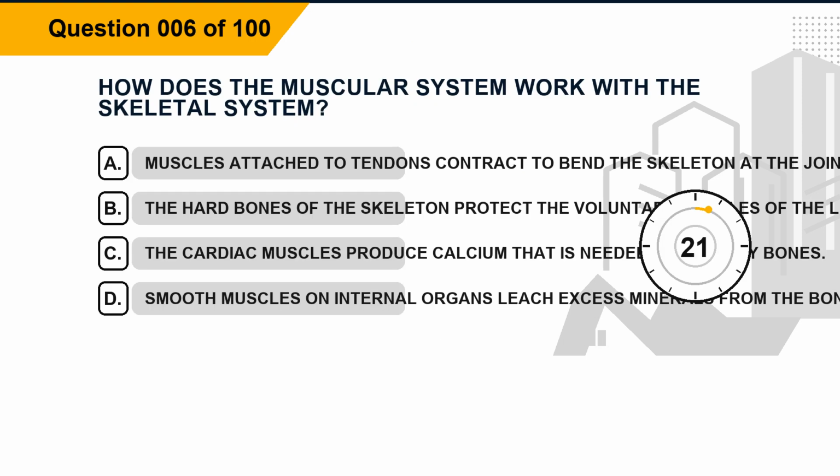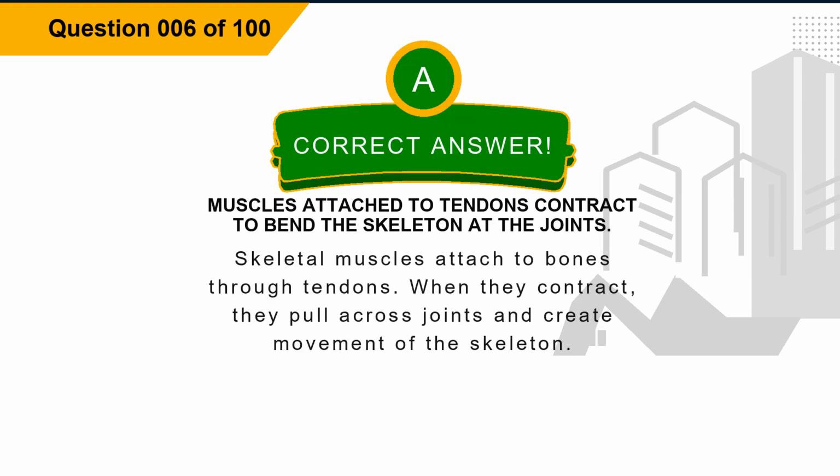Question 6. How does the muscular system work with the skeletal system? Option A. Muscles attached to tendons contract to bend the skeleton at the joints. Option B. The hard bones of the skeleton protect the voluntary muscles of the limbs. Option C. The cardiac muscles produce calcium that is needed for sturdy bones. Option D. Smooth muscles on internal organs leach excess minerals from the bones. The correct answer is option A. Muscles attached to tendons contract to bend the skeleton at the joints. Explanation. Skeletal muscles attach to bones through tendons. When they contract, they pull across joints and create movement of the skeleton.